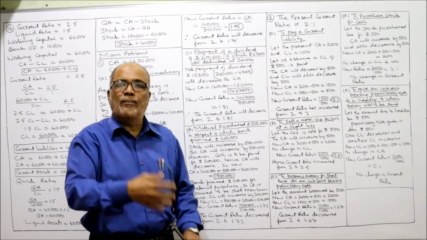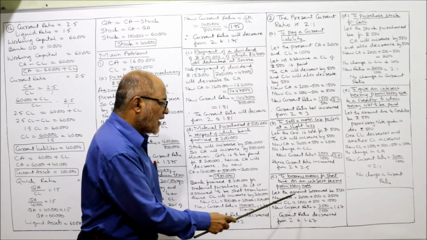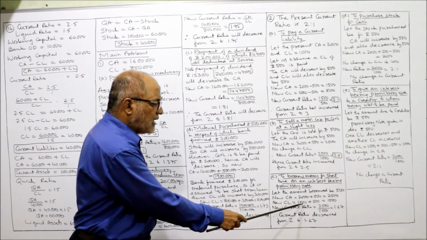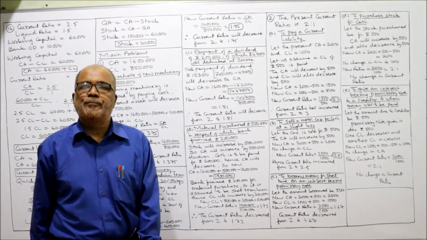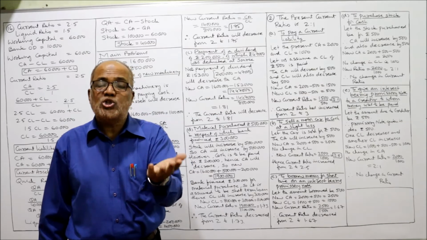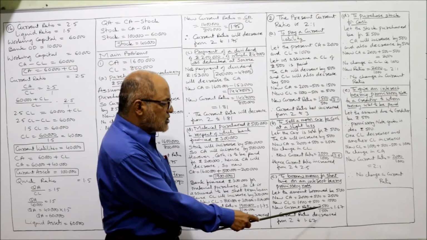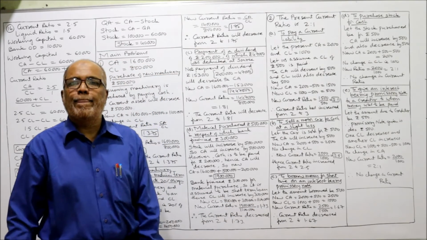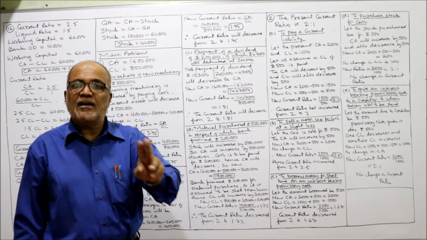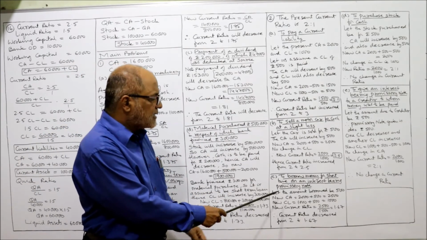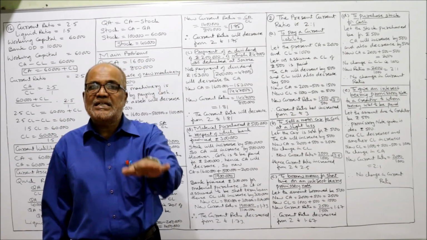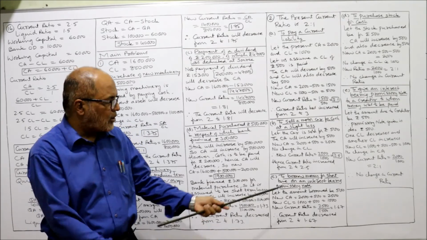Suppose 500 rupees is the loan. So let the amount borrowed be 500. New current asset is 2000 plus 500, 2500. New current liability is 1000 plus 500, 1500. Our current asset increased, and current liability also increased because it's a short-term loan. The new current ratio is 2500 by 1500, 1.67. So what can you see here? The current ratio has declined. Presently it is 2:1. Now by conducting this transaction, it has become 1.67. The current ratio has declined from 2 to 1.67 on account of this transaction.